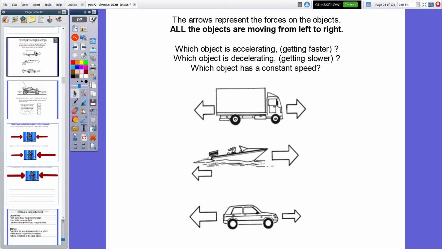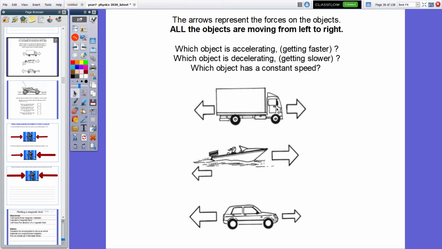Which object is getting faster? Which object is decelerating? And which object has a constant speed? Well, give yourself a bit of thinking time. Pause the video now, and then I'll go through the answers. Okay. The lorry in the first one, the answer's coming.